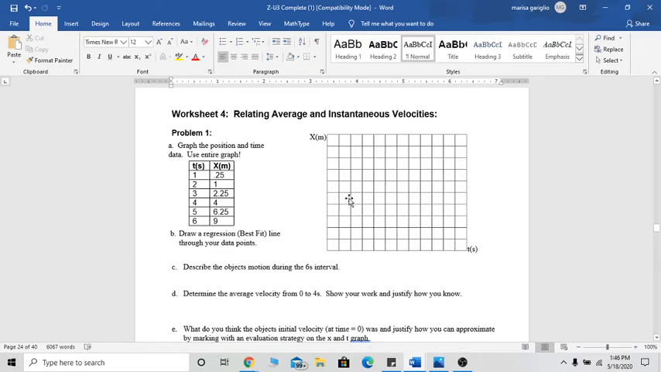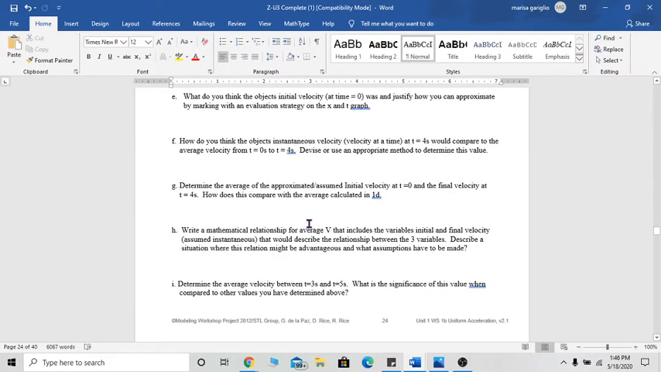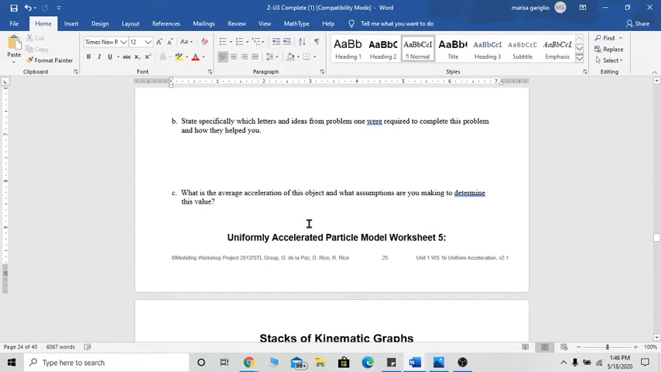I'm going to do a little video here to help you get through this next worksheet, just due to the fact that we didn't get to cover a lot of acceleration stuff before I left, and I don't know what you guys covered before. So we're going to do worksheet 4, which is the next two pages, 24 and 25.